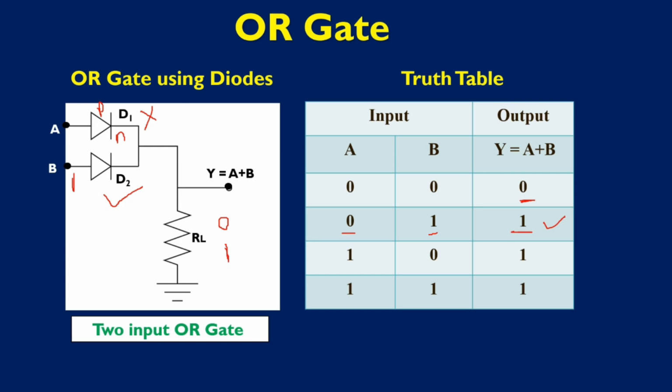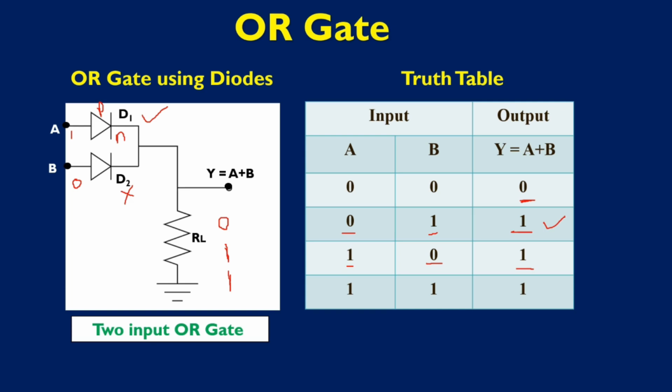If I make A as 1 and B as 0, in this condition the diode D1 will be forward biased and D2 is reverse biased. So D1 will conduct, D2 will not conduct, and the current flows through the diode D1, and again in this condition also we will be getting the output. So when A is 1, B is 0, the output is 1.